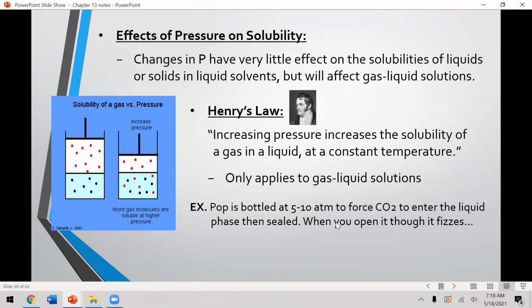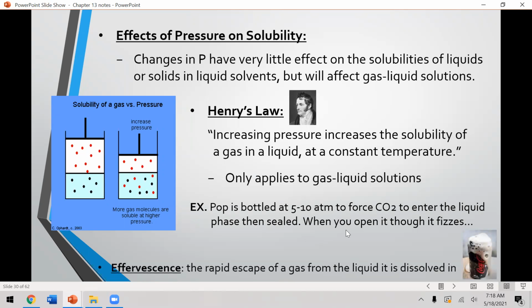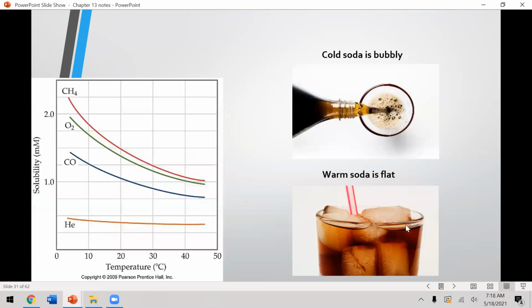So that's why when you open it, it fizzes, because you have some of that gas escaping because it's not pressurized in that container anymore. Effervescence is basically when you have this rapid escape of a gas from a liquid. So that's when you get this major fizzing, and sometimes you have a situation that looks like this, because they had to pressurize that gas to go into the liquid phase. As soon as you open that cap, you're releasing that pressure, and it's going to want to come out of the liquid.